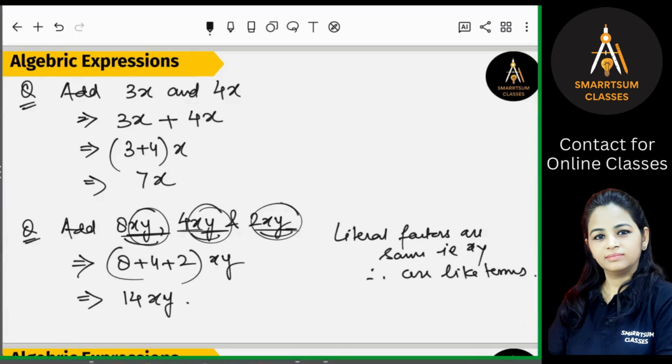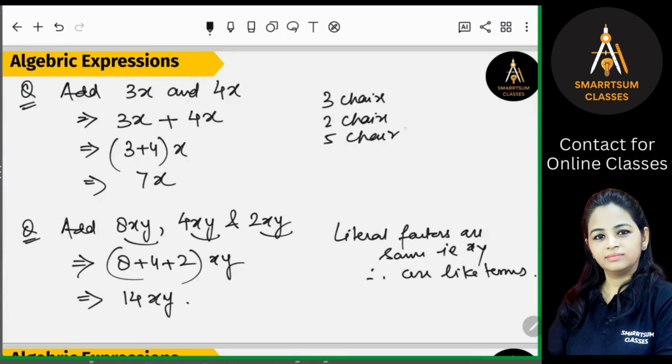Exactly in the same way as we have already understood with 3 chairs, 2 chairs, and 5 chairs, right? As we know, all three are chairs. We simply add their numerical values, this part. We need not do anything with this part, chairs. Is that clear? Sometimes students get confused. What they do, like with xy, they write 14 x square y square, something like that. So don't get confused.